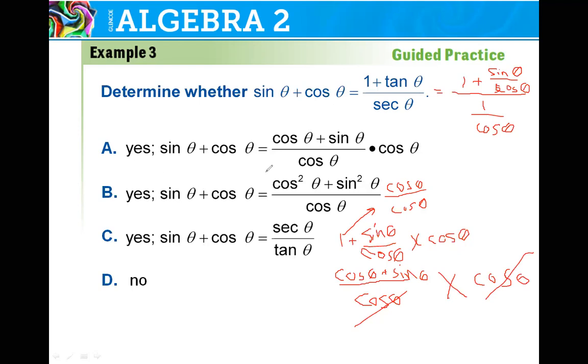Yes, letter A, because as you see, we have sine over cosine times cosine. You cancel cosine by cosine. The remainder will be cosine plus sine as the second side. So it's letter A. Okay, I can leave the problem for 20 seconds to write the answer.